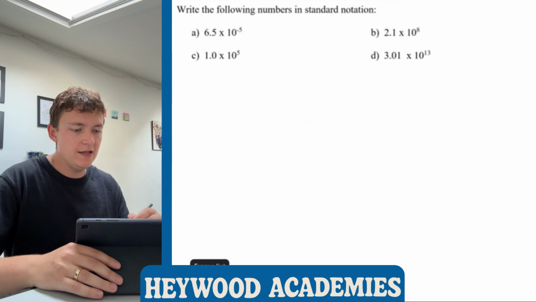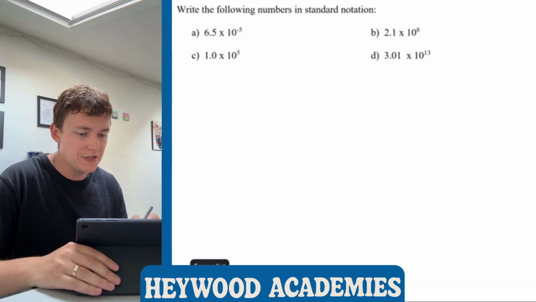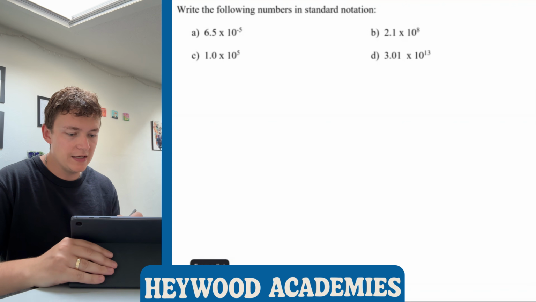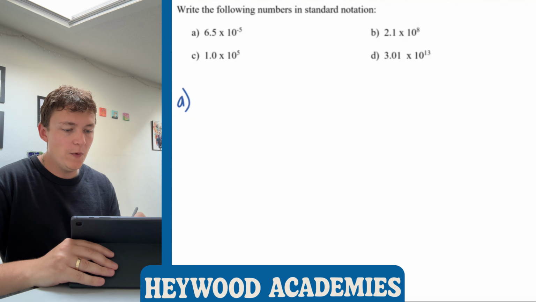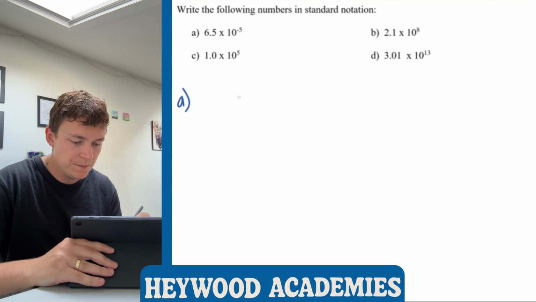Okay, so the next question is the same thing, but we're doing the exact opposite. We are writing the numbers in standard notation when they gave us scientific notation. So this is where the big and small numbers thing is handy because we need to figure out which way we're moving this decimal. So for the first one, we've got a negative exponent. So it's going to be 0.000, a bunch of zeros, and then 65 at the end. Should be a really small number because we have a negative exponent.